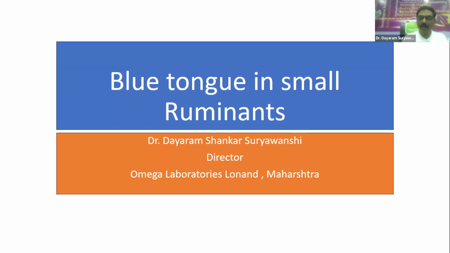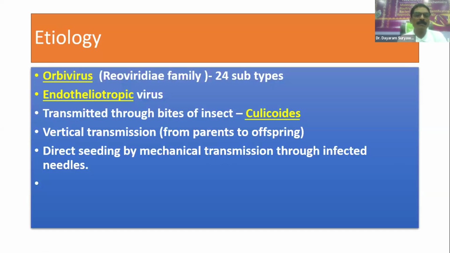Bluetongue in small ruminants especially. Etiology, it's very simple. The virus is transmitted by arthropods. That's why it's an arthropod-borne disease, and this is caused by the orbivirus, and the family is Reoviridae. There are 24 subtypes of the orbivirus.